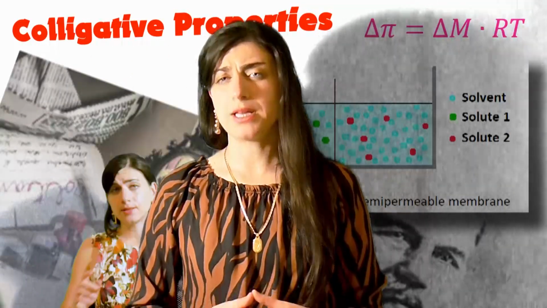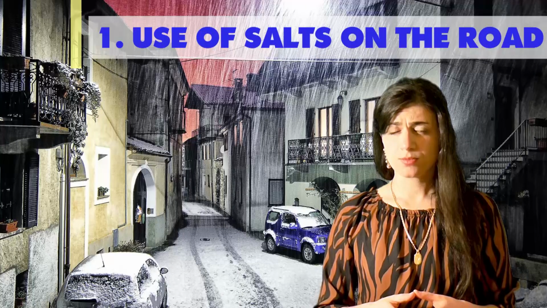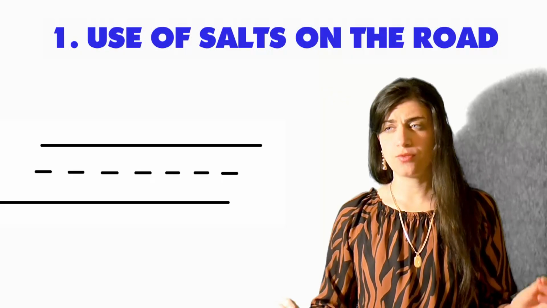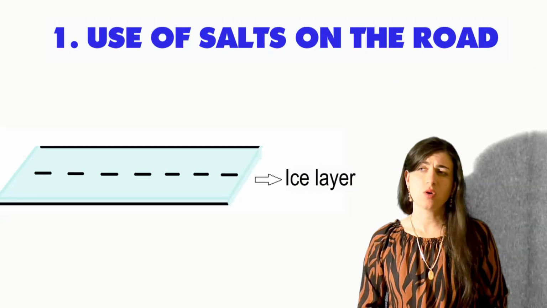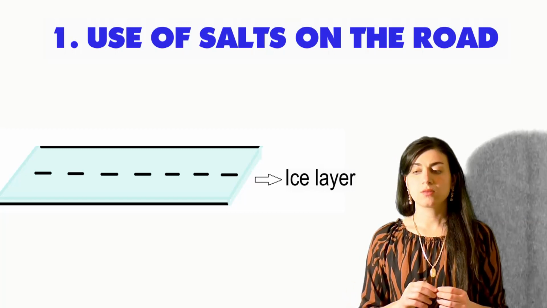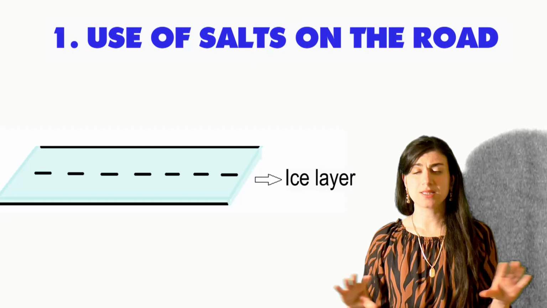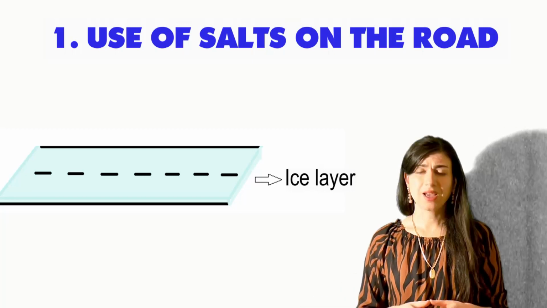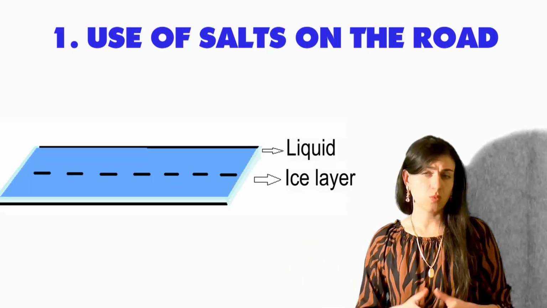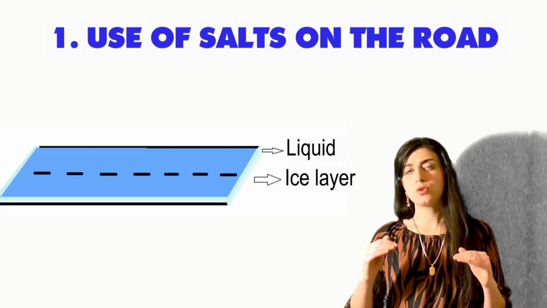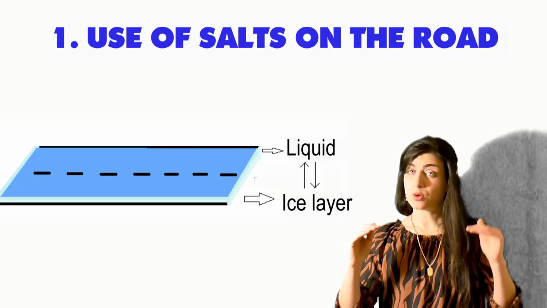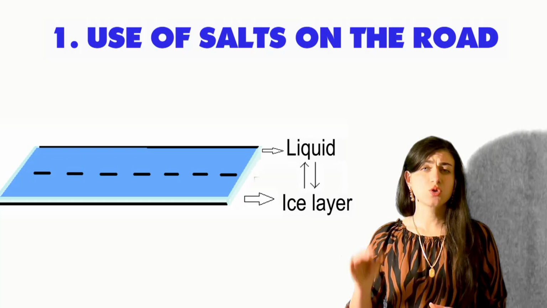Let's start with the first application, the use of salt on the road during the winter time. When it snows, a layer of ice can form on the roads due to the presence of snow, but also to the low temperatures. Therefore, a layer of ice can form on the asphalt. And when this happens, an equilibrium between the solid ice and a thin layer of liquid water will be formed. So we will have two phases, the liquid water and the solid water, which are in equilibrium with each other. What happens if we add salt onto it?